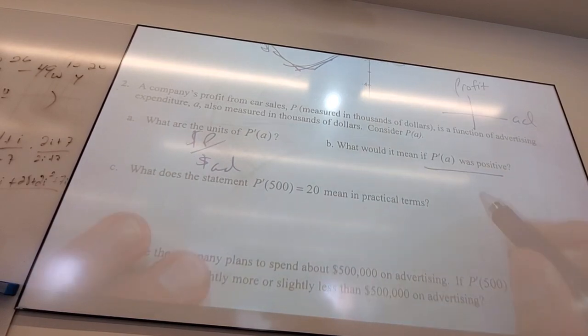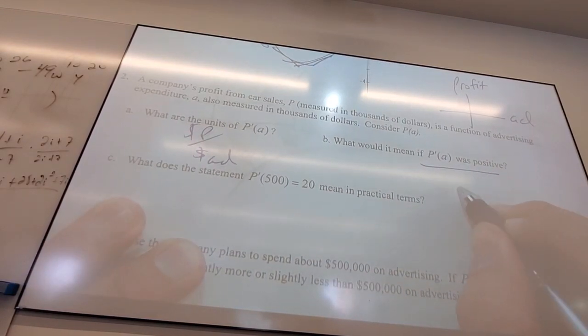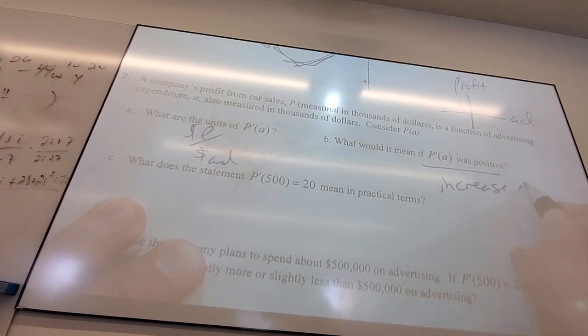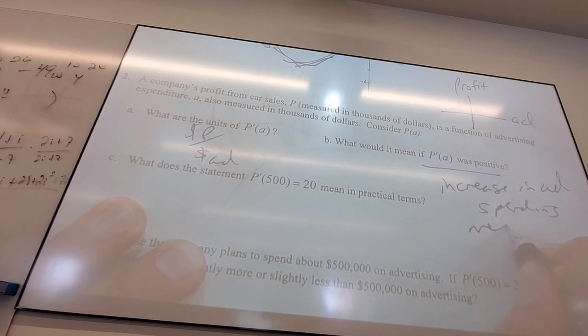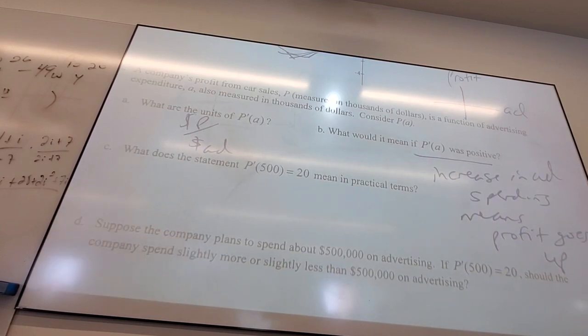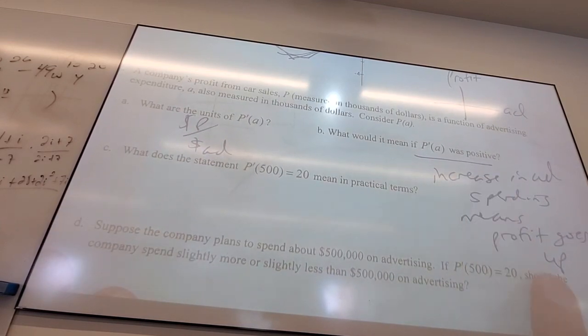All right, so what would it mean if P prime of A was positive? Increase in ad spending means profit goes up. That's what that collection of symbols says. Increase in ad spending means profit goes up.